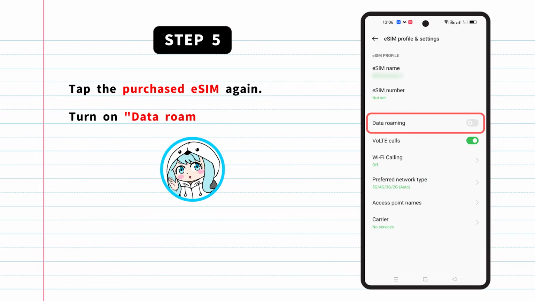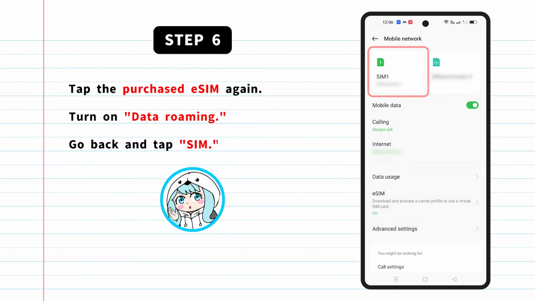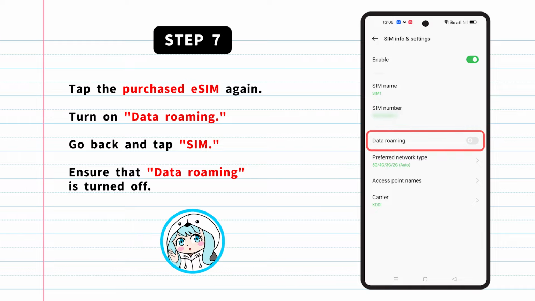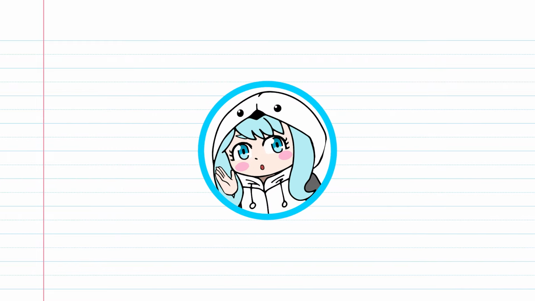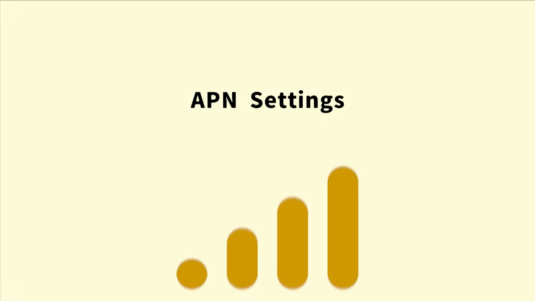Step 5. Turn on data roaming. Step 6. Go back and tap SIM. Step 7. Ensure that data roaming is turned off. Nice work! Roaming settings are now complete. Let's proceed with the APN settings.